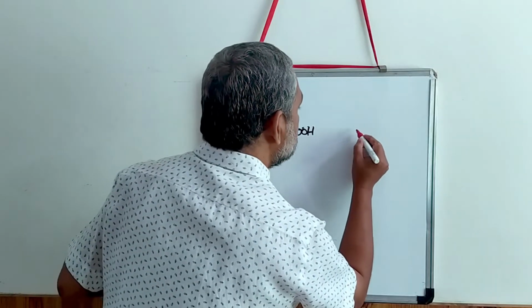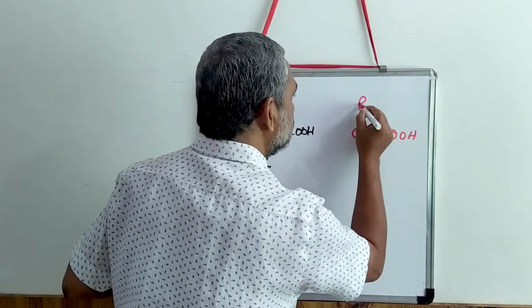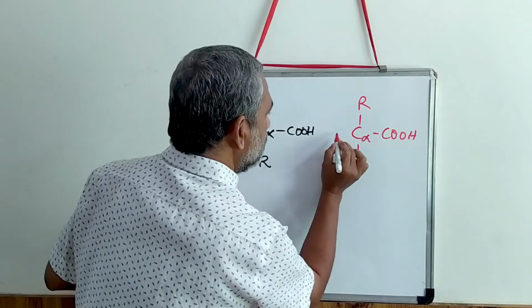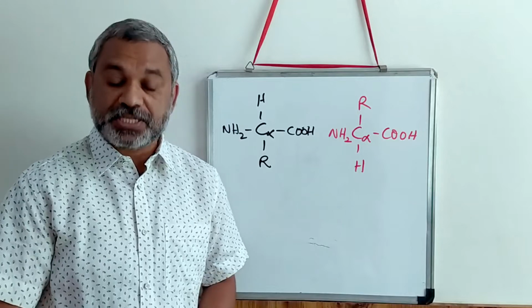So therefore, C alpha, similar, this is NH2. So two amino acid structures are drawn.